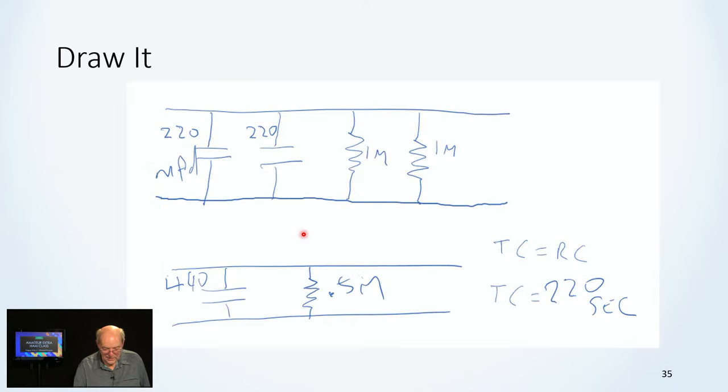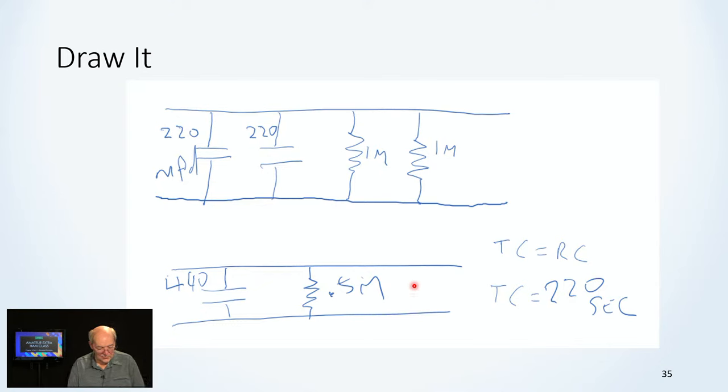I've got a rough picture of that here. So we've got two 220 microfarad capacitors. And you might remember when we were talking about how values add for capacitors, these are combined. This is going to wind up with a value of 440 microfarads down here. So we're simplifying the circuit. Then we've got two 1 megaohm resistors in parallel, and those are going to simplify to 0.5 megaohms.